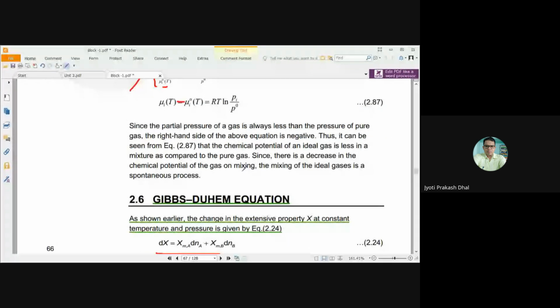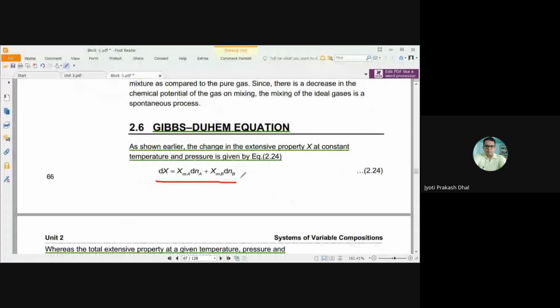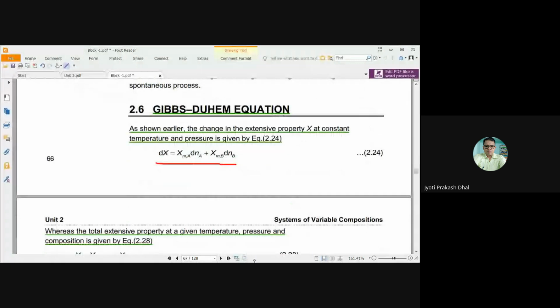Now coming to a very important equation. Definitely that may be one long question, that is called the Gibbs-Duhem equation. As shown earlier, the change in extensive property X at constant temperature and constant pressure we have already discussed today. Initially we have already discussed the value of the extensive property at constant temperature and constant pressure.